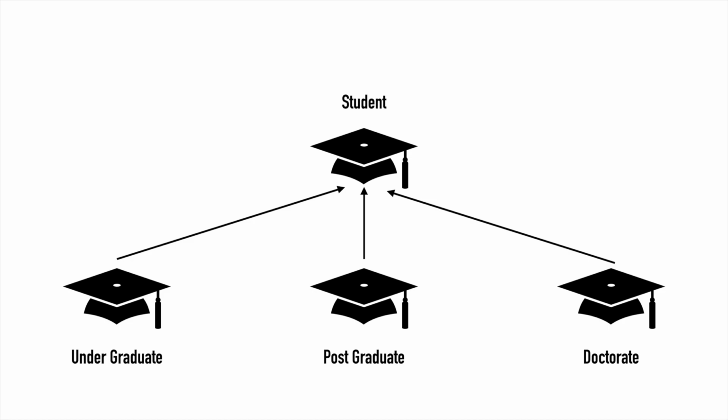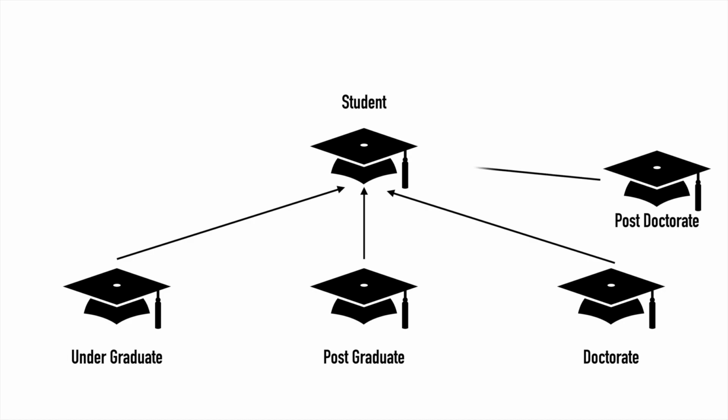But what may happen is sometime in the future, a new developer may join and he may create another class called postdoctorate, and he may want to declare this particular class as a subclass of student, which you might not agree with or which you basically want to prevent. Now, how do we add type safety in terms of class extension?